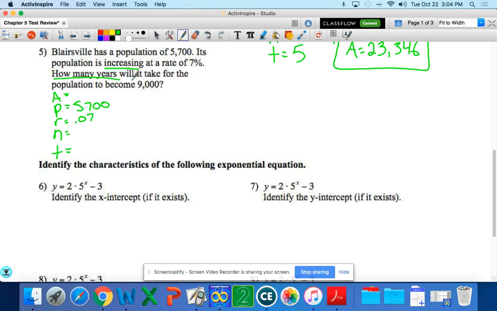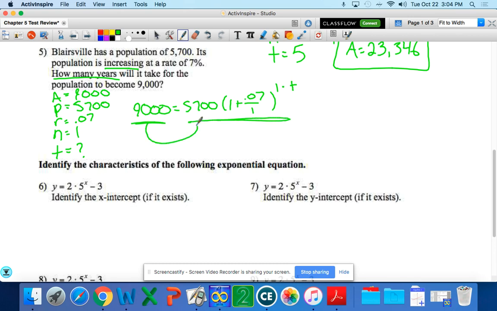So I read how many years, and I immediately start thinking, okay, we need to find T. Well, population to be 9,000 means that's our final amount we want to know about. And of course, N is going to be 1. So when we write all this out, it looks like this. Again, positive rate because we're increasing again. And we don't know T. So what we want to know is when this entire left side equals this entire right side.